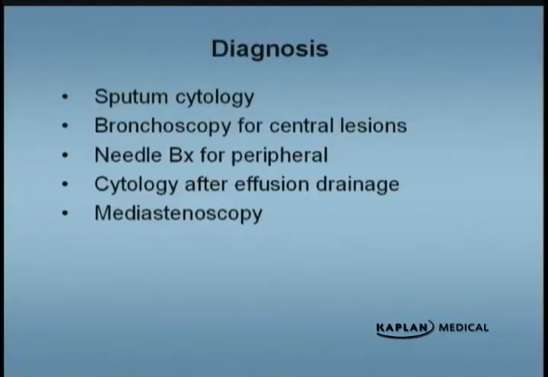Most of the time, the way we clinch the diagnosis is through bronchoscopy for central lesions or needle biopsy for peripheral lesions. The pulmonologists have really gotten savvy with bronchoscopy, and they will go after central lesions and a lot of times even peripheral lesions and take a good chunk and make the diagnosis.